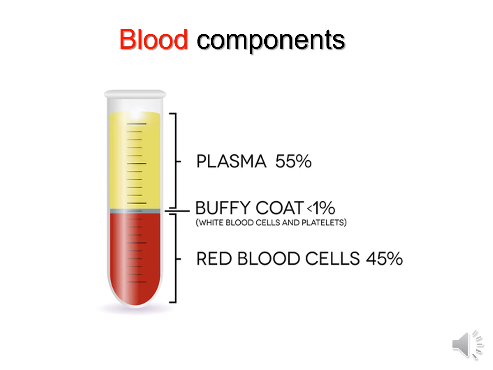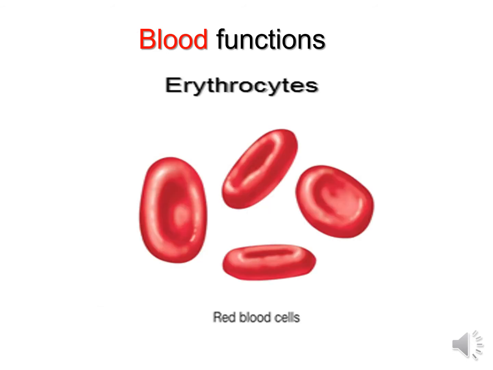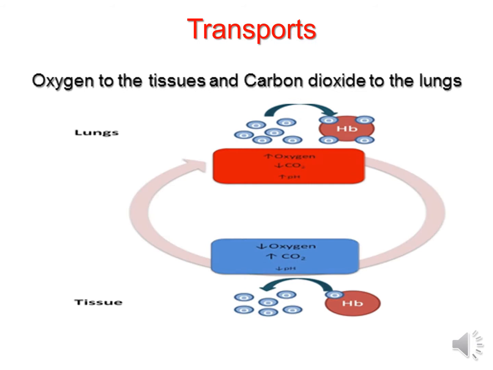Let's review some of the blood components now. Plasma typically occupies 55%. White blood cells and platelets less than 1%. Red blood cells 45%, the hematocrit. So what are the functions of erythrocytes, or the red blood cells? They transport oxygen to the tissues and carbon dioxide to the lungs.